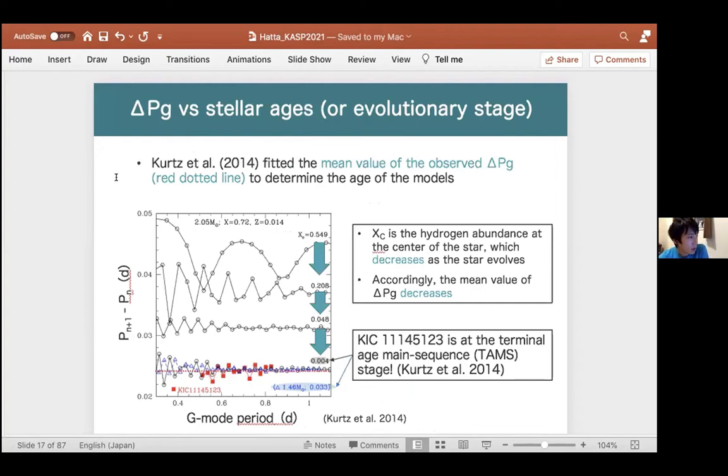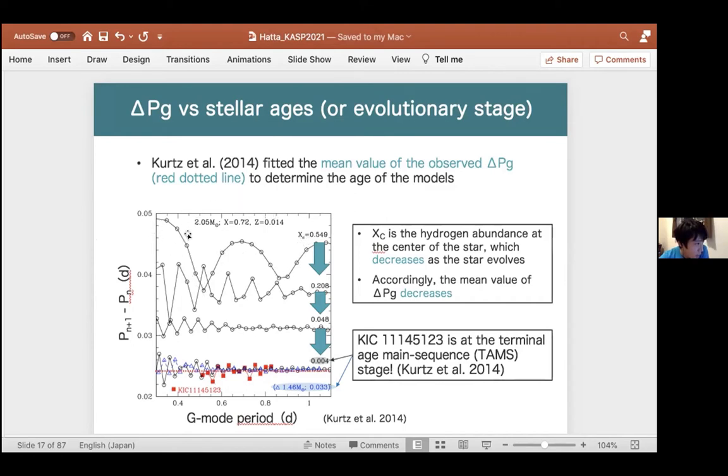And then here is a comparison between the observed delta PG and modeled, numerically calculated delta PGs. Here models are expressed with black curves and blue curves, and the observation is represented by red squares. The horizontal axis is G-mode period, and the vertical axis is delta PG. So I'm going to explain how they calculated the numerically computed delta PG pattern.